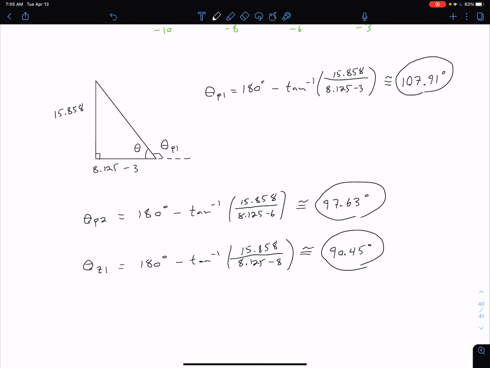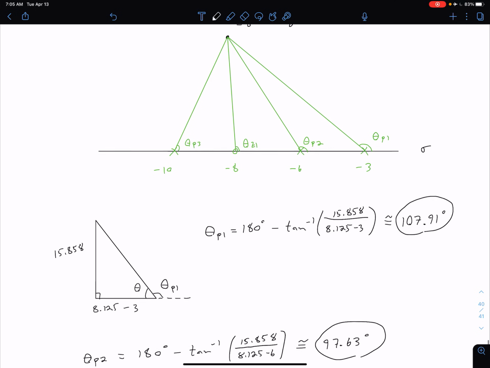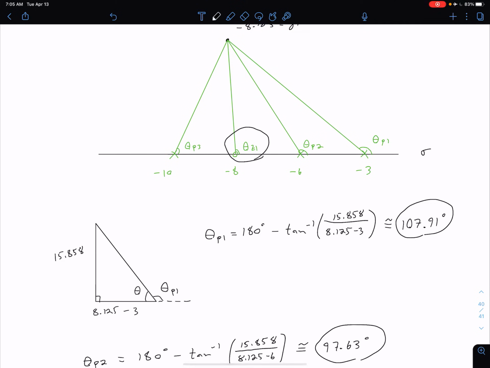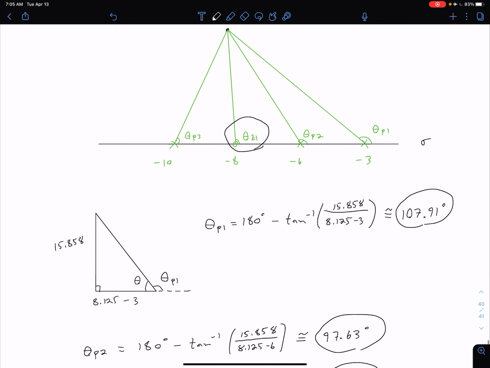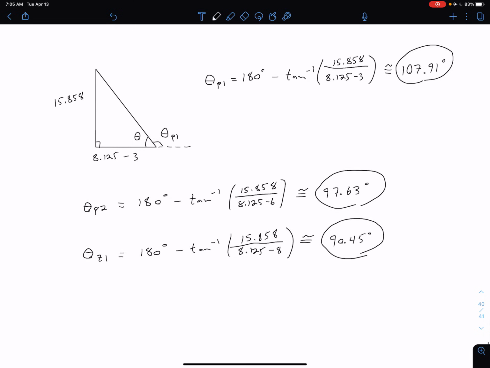It's always a good idea to do a sanity check to make sure that the numbers you're getting look reasonable based on the location. We would expect this one to be a little above 90, which we see there. We would expect this one to be a little bit more above 90, and this one to be well above 90. We're seeing that is true for all of these.